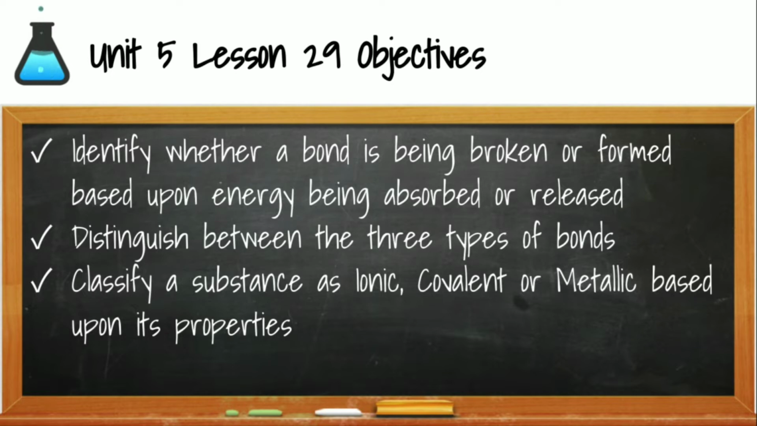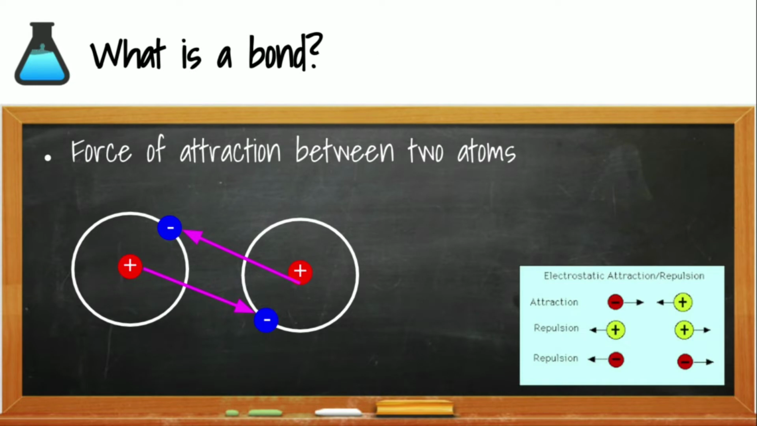Let's get started. So the first question you should ask is, what is a bond? A bond is a force of attraction between two atoms. This force of attraction is electrostatic, or between two different charges. It's between the nucleus, which has a positive charge, of one atom, and the valence electron, which is negatively charged, of another atom. Remember, opposites attract, and only valence electrons participate in chemical bonding.